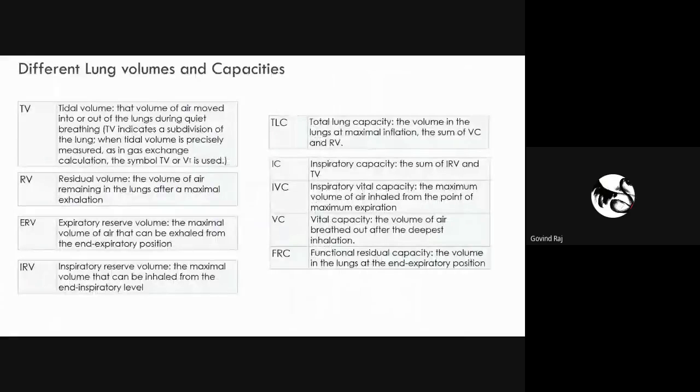So now let's see. Very good. Inspiratory reserve volume. Thank you, sir.